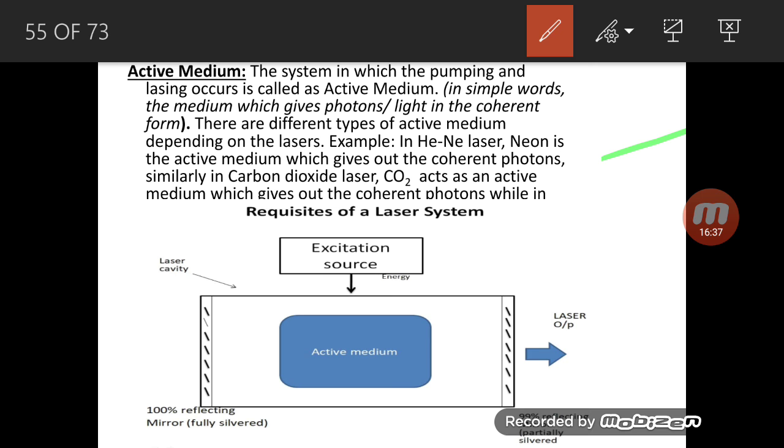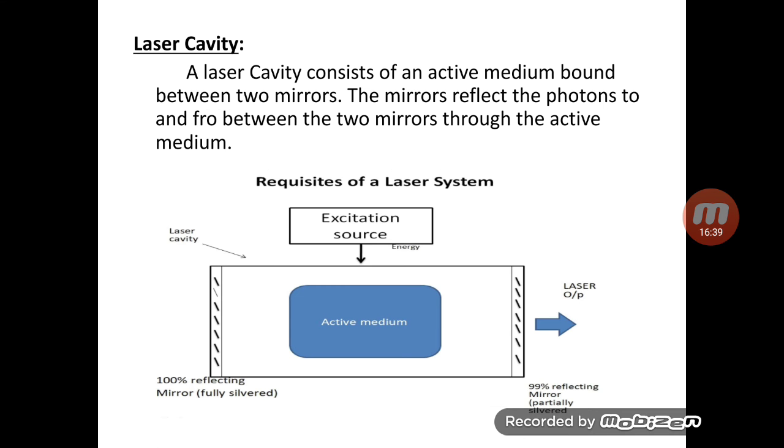And the last one is the laser cavity. Feedback system I have already discussed. It is used to raise the number of photons in the laser system. The laser cavity consists of an active medium bound between two mirrors.